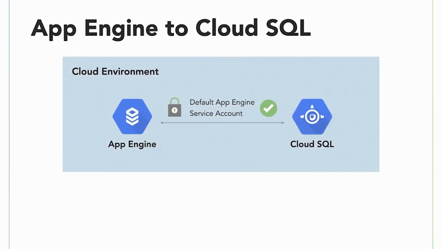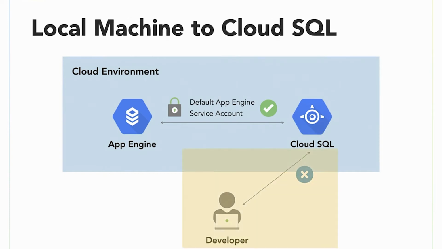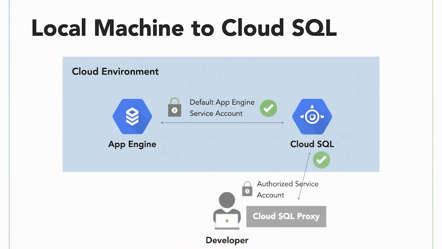Now when deploying App Engine to Cloud SQL in a deployed environment in the cloud, App Engine is going to use its own service account to authenticate with Cloud SQL. This is very good for security and is actually quite convenient. However, when connecting locally, this won't work, and we have to use a different approach. We're going to learn how to use the Cloud SQL proxy to connect our local development environment to a Cloud SQL instance in the cloud.